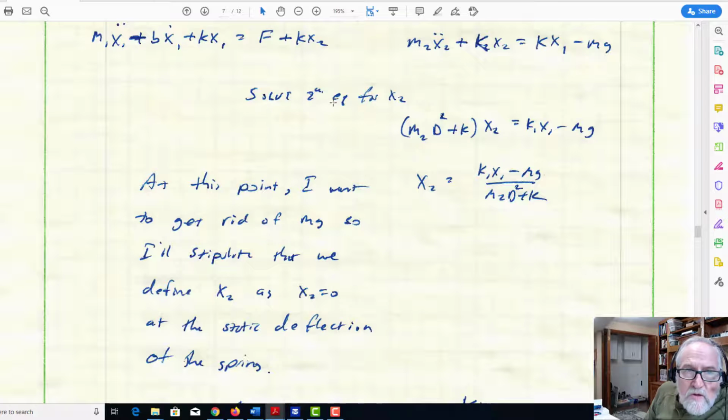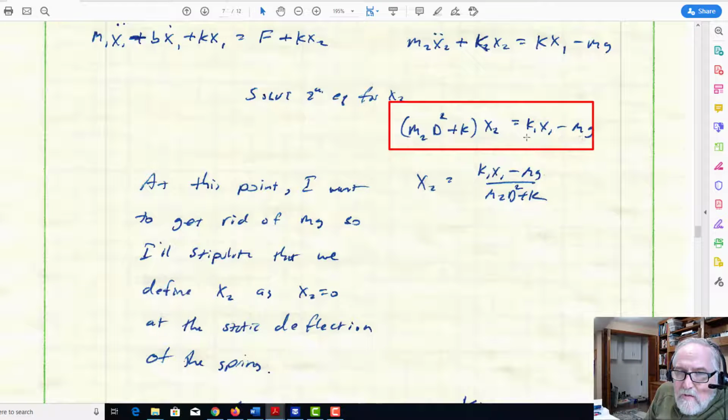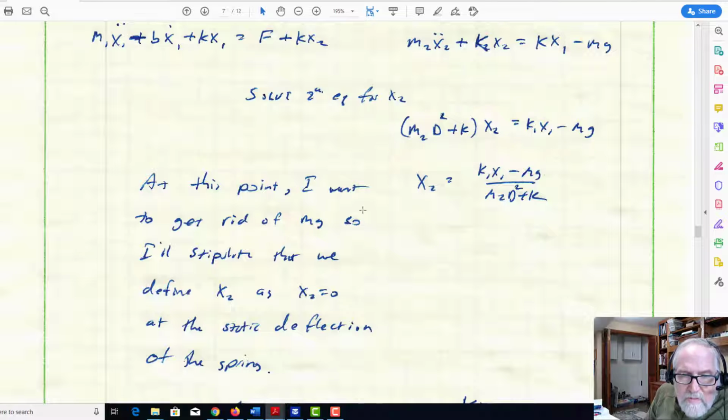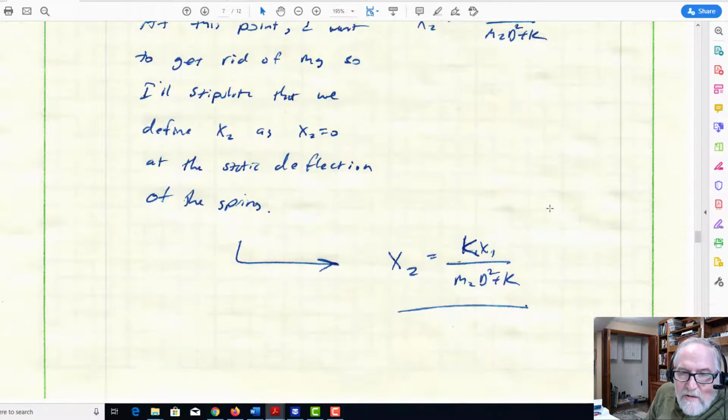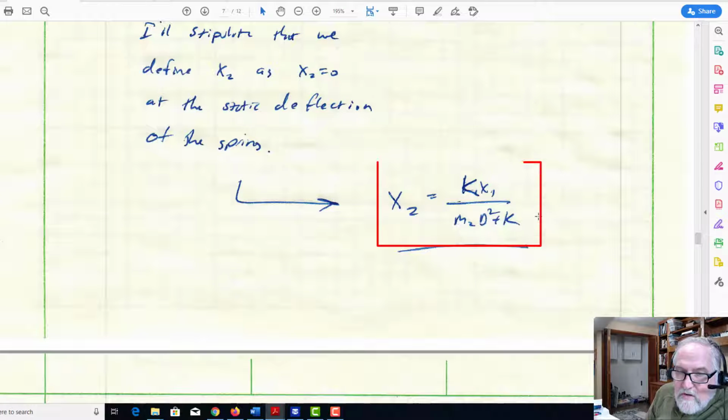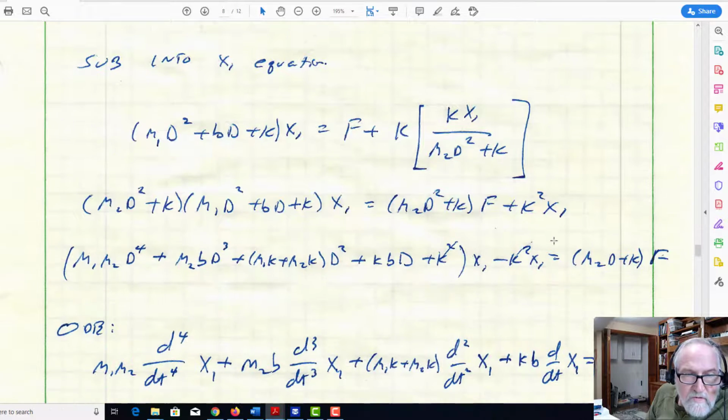Okay, so if I want to get a differential equation in just x1 and my inputs, I've got to eliminate x2 out of this equation here, right? Well, I'll solve this equation for x2 using the D operator. So we go from (m2 D squared plus k) times x2 equals these guys, and at this point this paragraph kicks in. I'm saying, you know what, mg is going to be gone, and so x2 is equal to this function of x1. So that's nice, neat, compact. Substitute that back into our differential equation in x1. So here's the D operator acting on x1 from our original equation. There's the F, and remember it was kx2, but now it's k times this quantity.